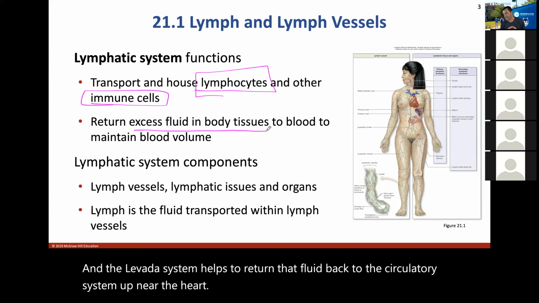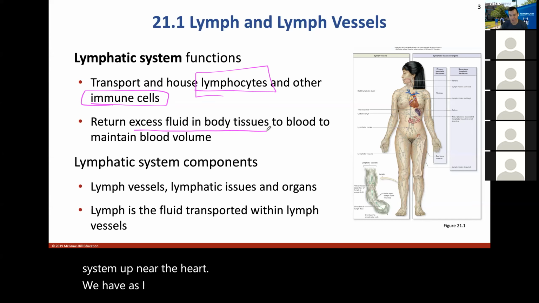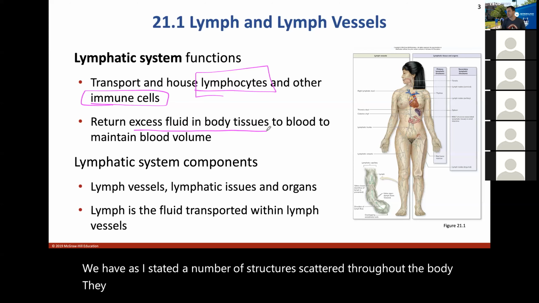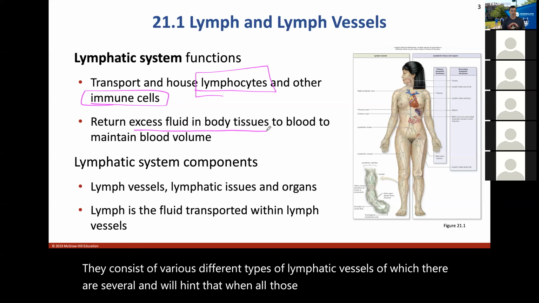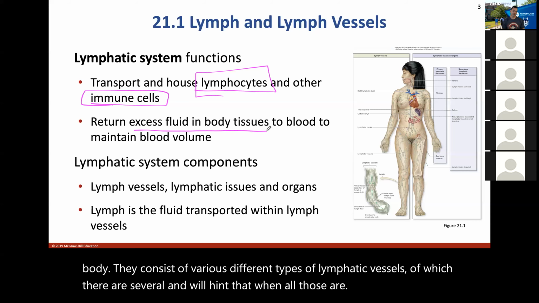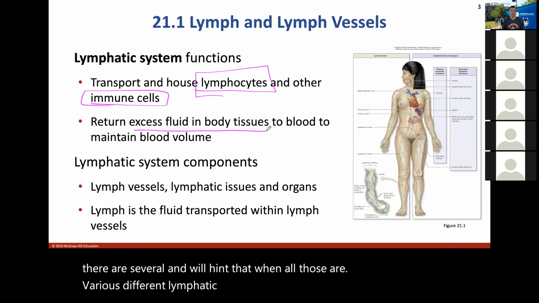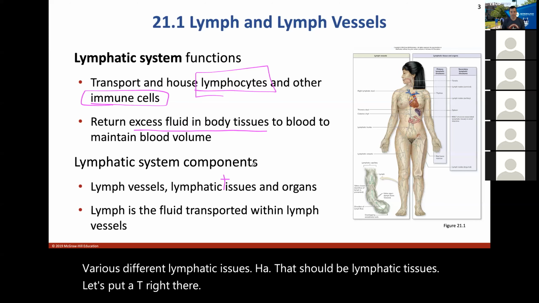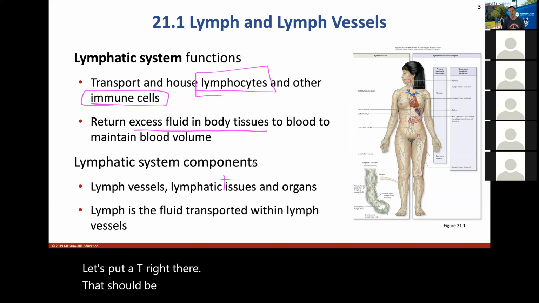We have, as I stated, a number of structures scattered throughout the body. They consist of various different types of lymphatic vessels, of which there are several, and we'll hint at what all those are. Various different lymphatic tissues. That should be lymphatic tissues. Let's put a T right there. That should be lymphatic tissues. But wouldn't that suck if your lymph system had issues already?